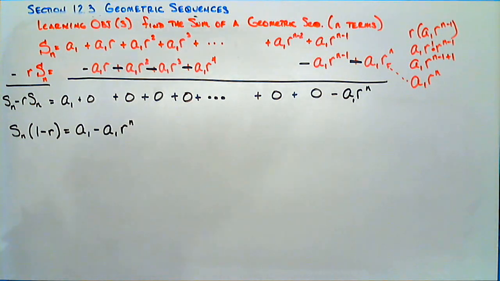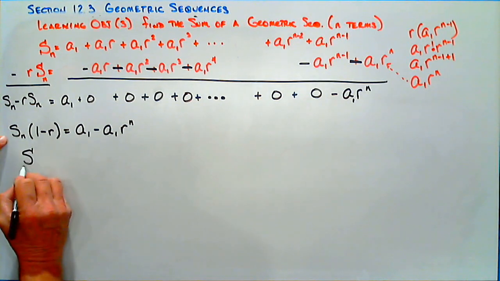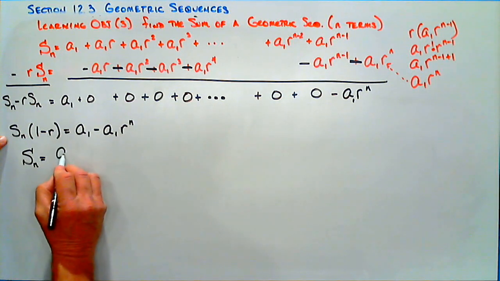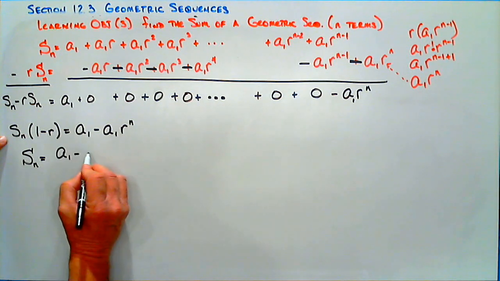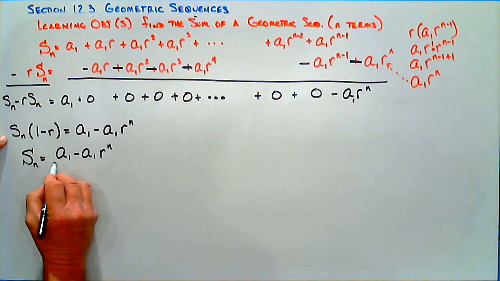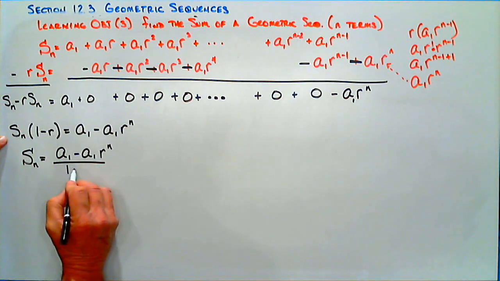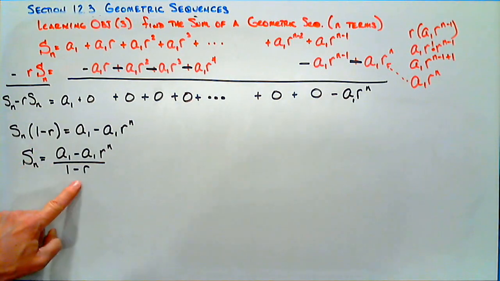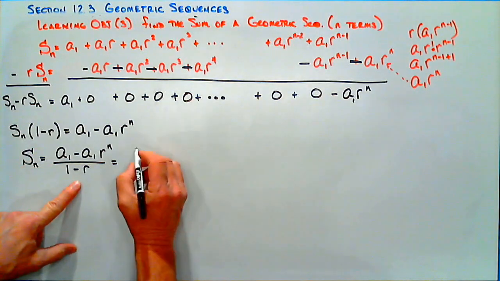Now, remember what we were looking for? We're looking for the sum. What do they add up to? Well, they add up to this. We can simplify this. S sub n is equal to a1 minus a1 r to the n, all divided by 1 minus r. I just divide this down here. Now that gets us this formula right here.